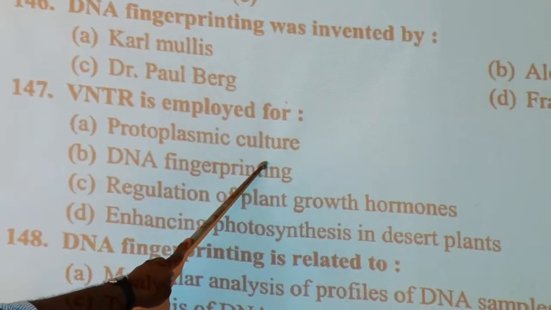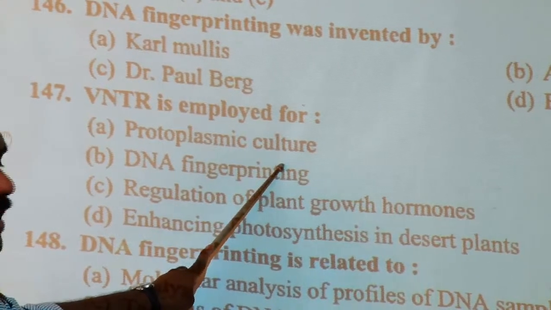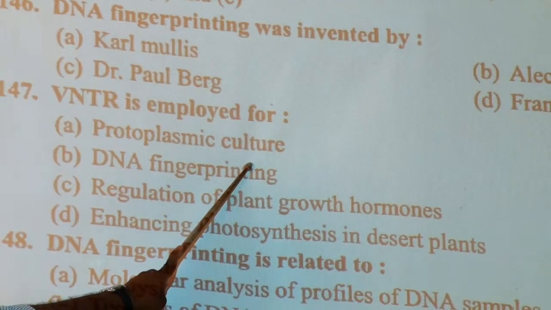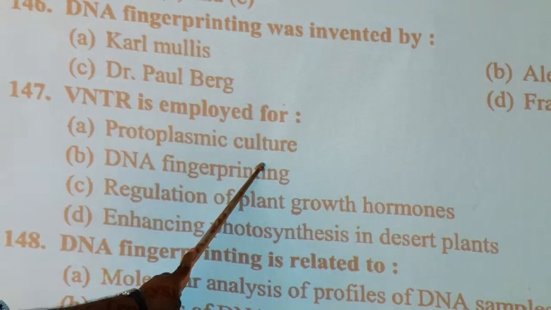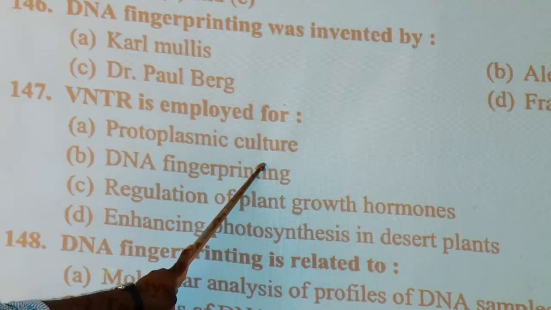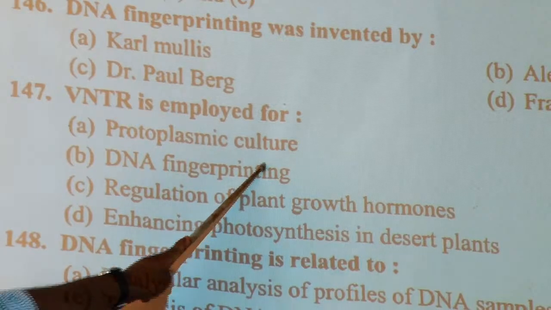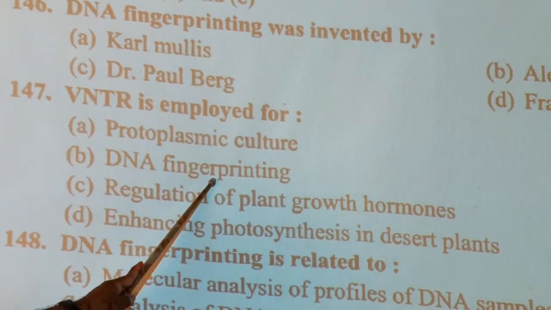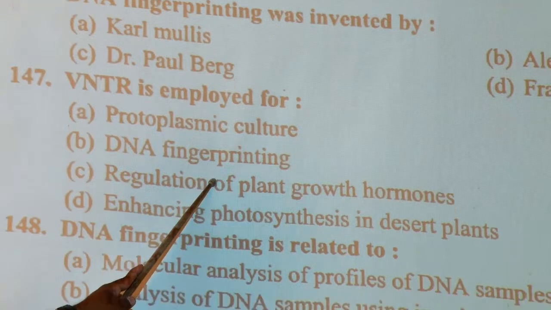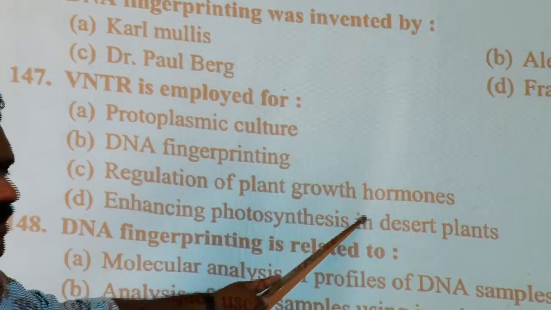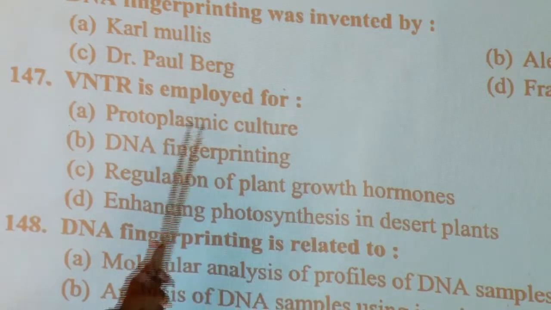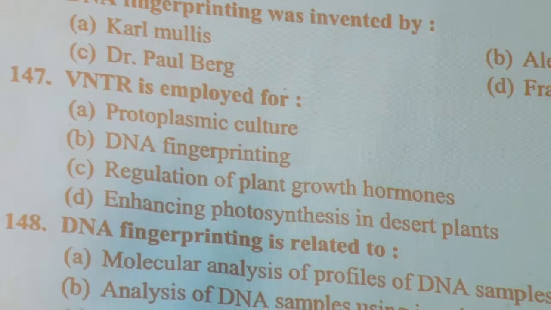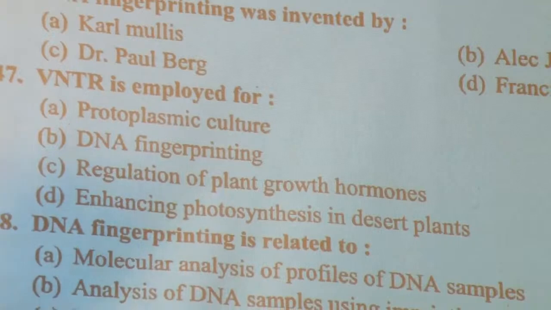No. I think you heard this word in the topic called animal breeding and plant hybridization, strategies for enhancement in food production: tomato plus potato, pomato, fusion of protoplast, that is protoplast culture. DNA fingerprinting, because the topic is right now on this, so I can definitely deal with this. Regulation of plant growth hormones or enhancing photosynthesis in desert plants. As per the chapter, everyone knows VNTR should come in the DNA fingerprinting unit itself. DNA fingerprinting is related to, good, four questions are there.